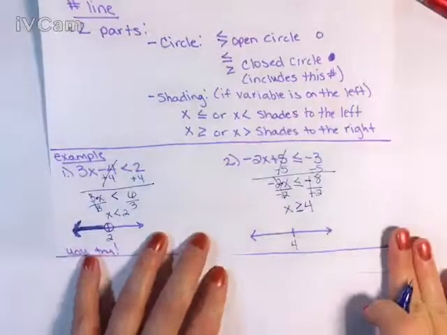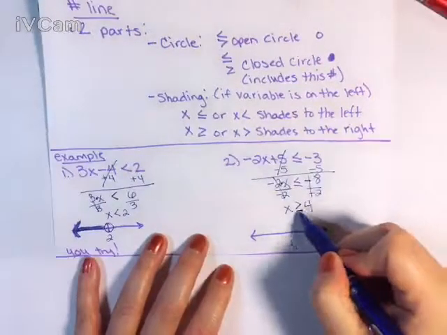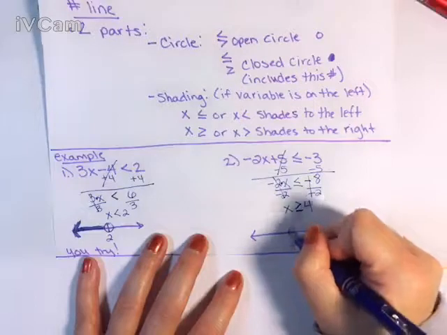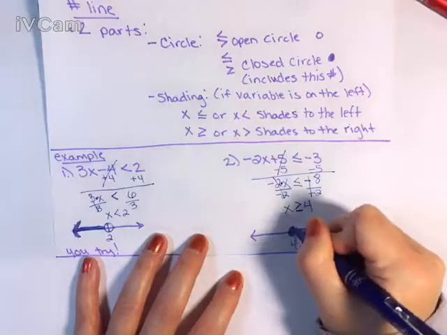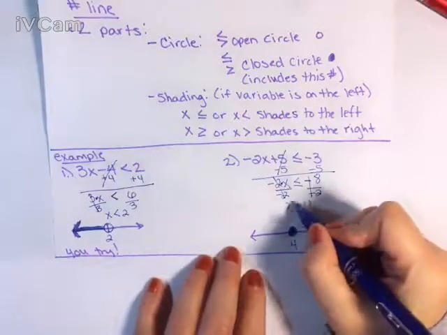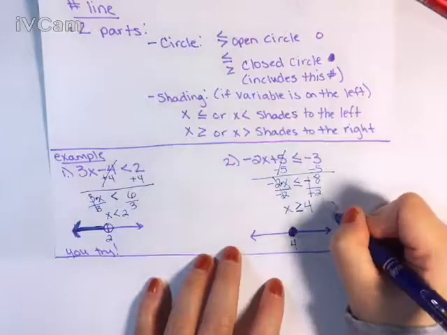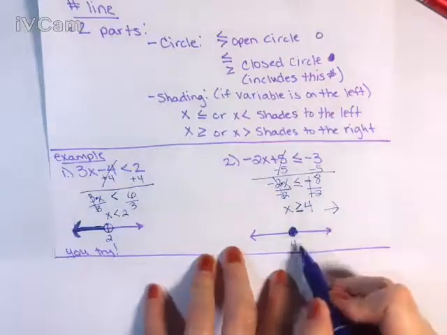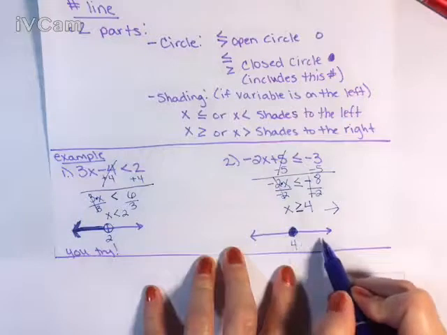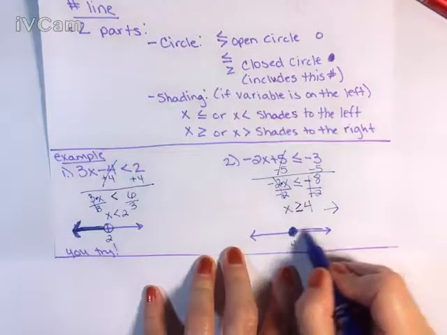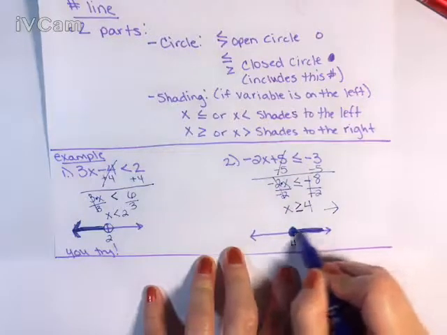Okay, so I'm going to put a 4 right there. We have the equal to, so we want to include that value. So I'm going to have a closed circle right here. And then it says x is greater than, and then we can see our inequality is pointing to the right, and that's where the larger values would be. So 5, 6, 7, 8, and onwards would be on the right side. So that's why we're going to shade to the right.